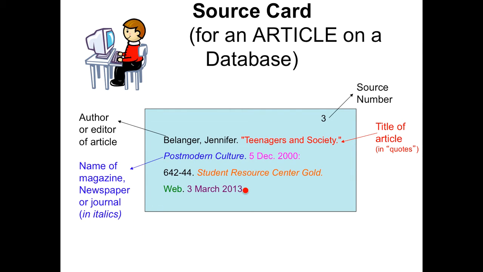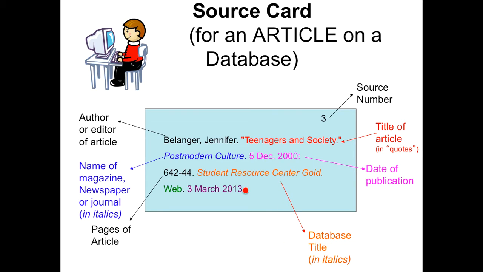Then we have the name of the magazine, journal, or newspaper where this article was originally published, and that's written in italics. Then we're going to put the date of publication of the article. And then notice we have a little colon. Then the next thing that we have are page numbers. A lot of times you can find these in the citation or somewhere on the page. However, if you can't find the page numbers where this was originally published, you can just skip that information.